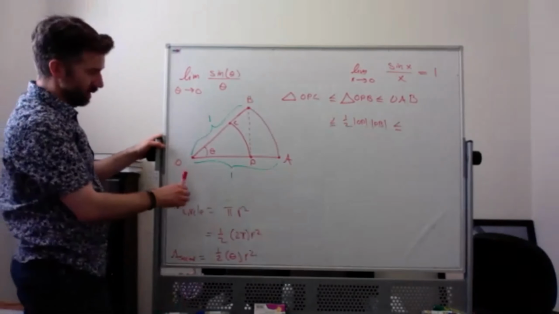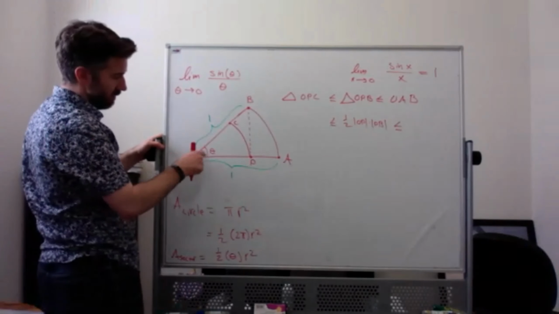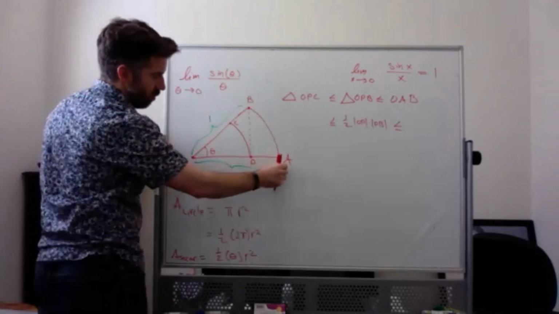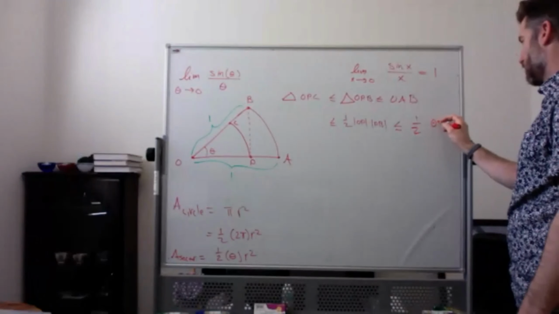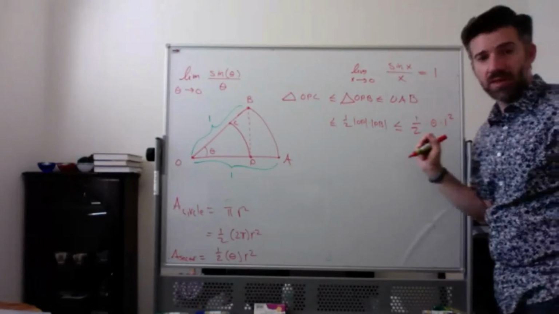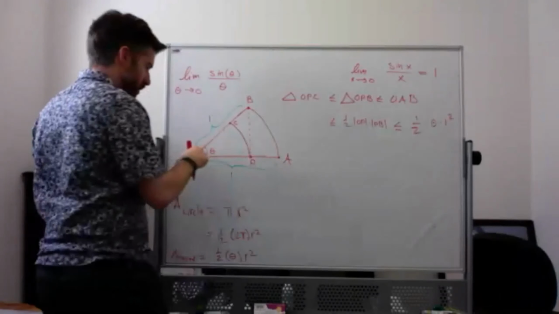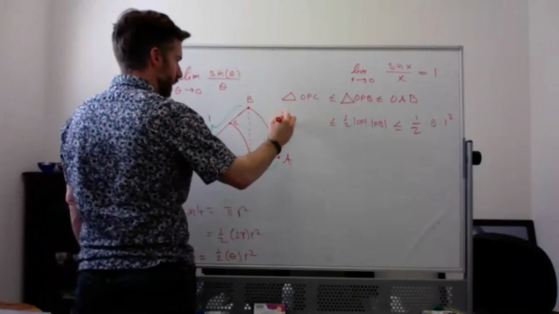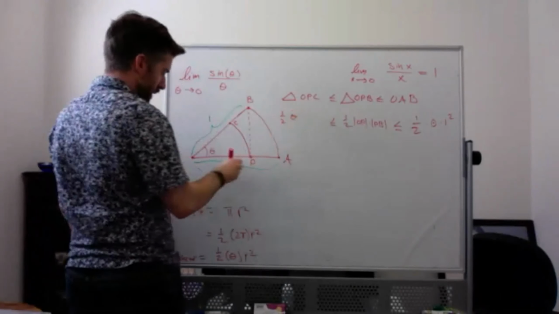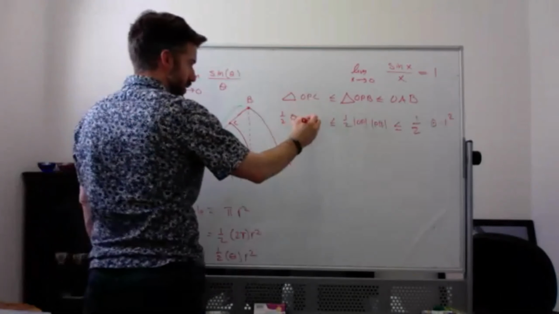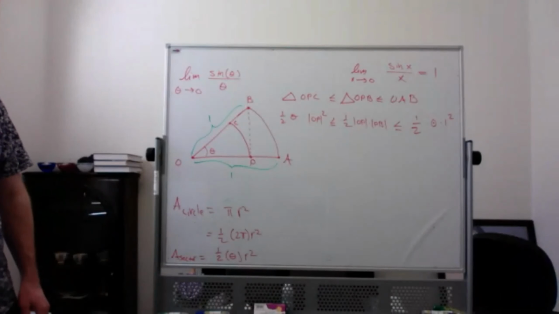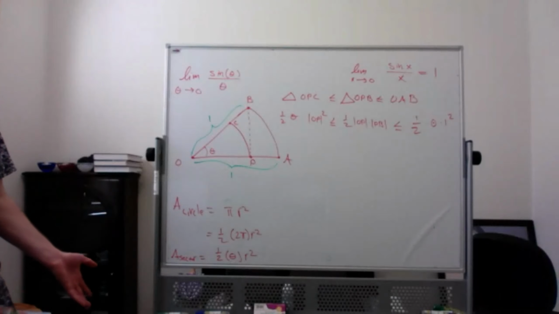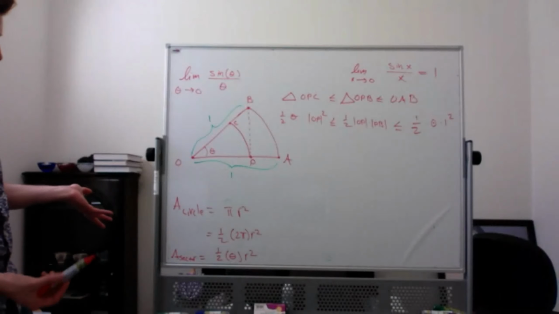So for the bigger sector, it's going to be 1/2 times the angle times 1 squared. For the smaller sector, OPC, it's going to be 1/2 times the angle times the length of this, which I'm going to say is OP squared. And I know this might seem kind of like gibberish, but it is really kind of sensible to think about.